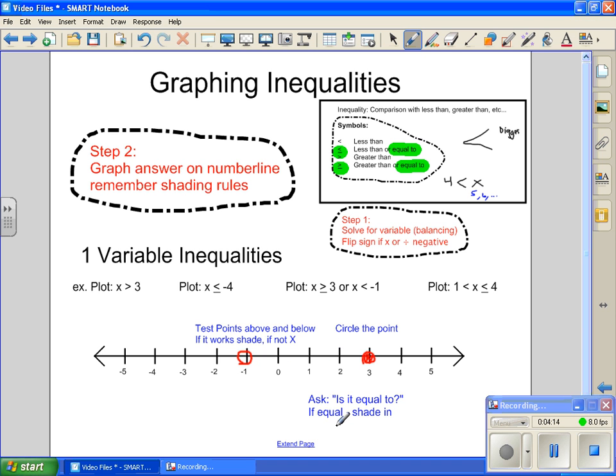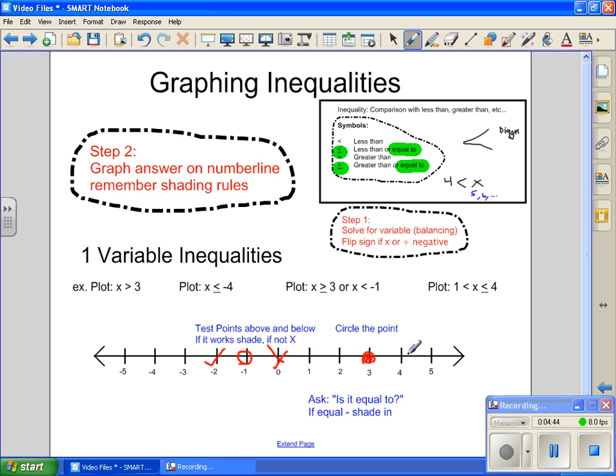Now we test each area in between. We have 3 gaps, so we've got to test each gap. We'll start at -2. Is -2 bigger than 3? No. Is -2 less than -1? Yes, that works for that. So this is going to work. Now we test somewhere in the middle, like 0. Is 0 bigger than 3? No. Is 0 less than -1? No, 0 is bigger than -1, so you put an X. So nothing in this region works.